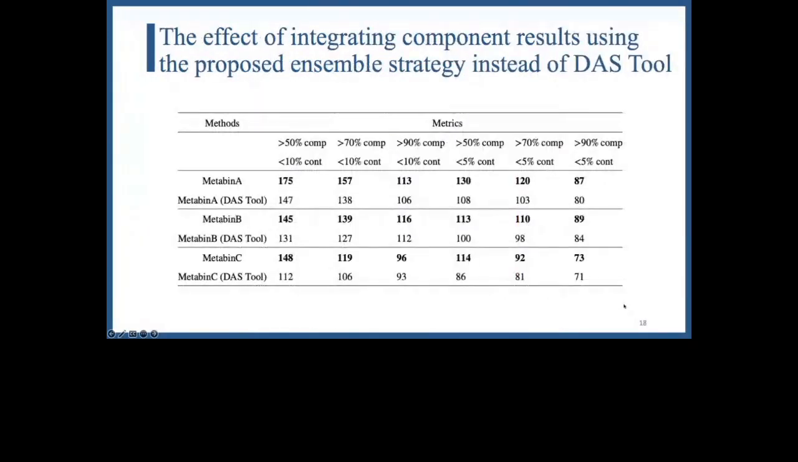DS2 can also be used as an integration strategy. MetaBin A DS2, MetaBin B DS2, and MetaBin C DS2 denote the DS2 integration results of the component binning results generated using XCampbell, XCal, and XCOM respectively. This table shows the performance comparison in the CMI airways dataset. The proposed ensemble strategy has better performance than DS2 on all three feature combinations.